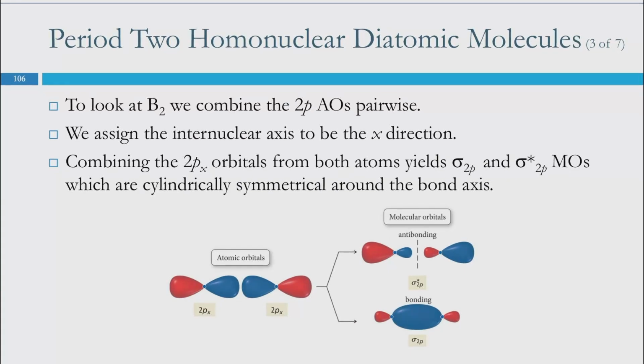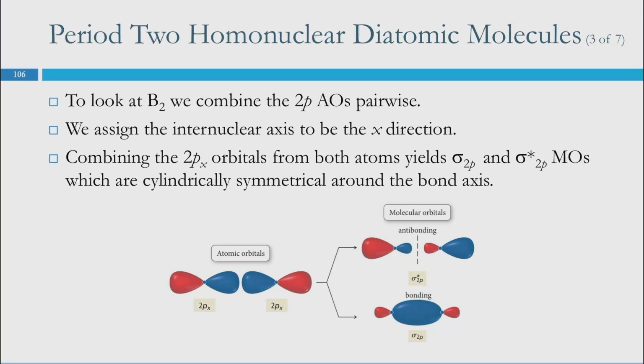When we move over one more spot to diboron, B2, we combine the 2p atomic orbitals pairwise. So we're going to just pick the x direction ones to be the ones that are connecting or pointing in the same direction of the different nuclei. And we'll have a bonding version where we've got good overlap, and the anti-bonding where they do not connect.